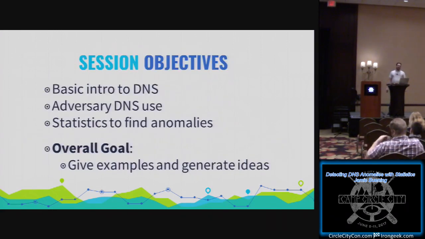Objectives today: real briefly run through DNS and how it works, so we can tie it into why it's important and why we want to find anomalies in it. A quick slide on adversary DNS use, how they could use it and why we would be interested in identifying their use of it. Then walk through a couple of examples using statistical programming to find anomalies within this data set I have. Hopefully you get those examples and maybe generate some ideas that you can take back and use with your own data.